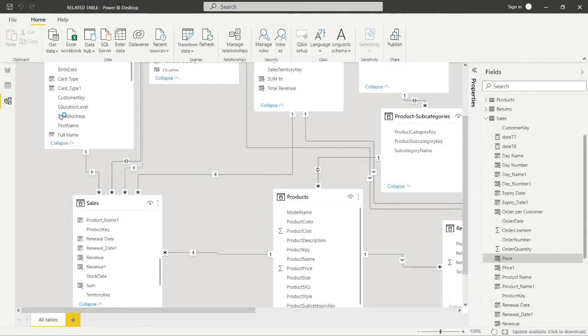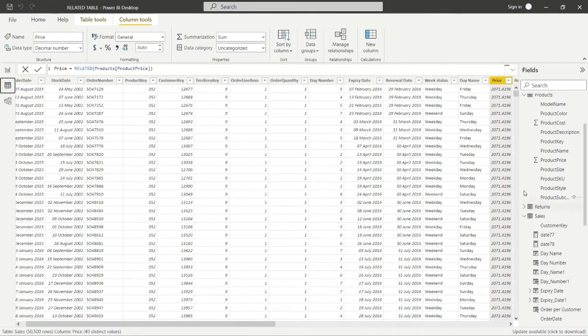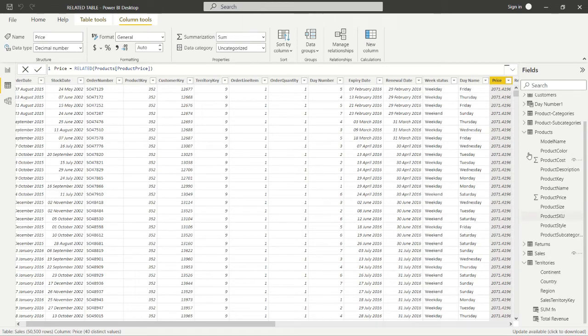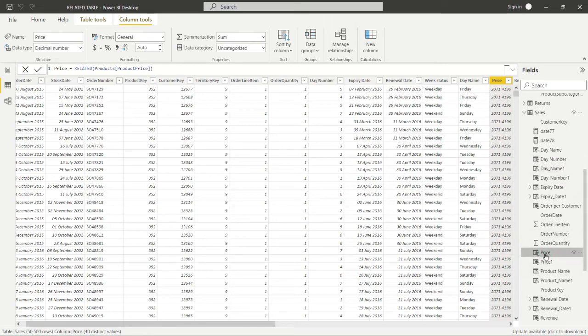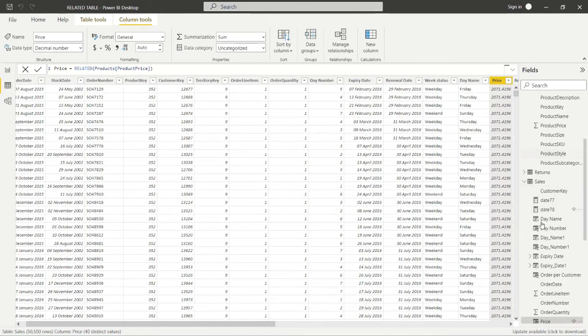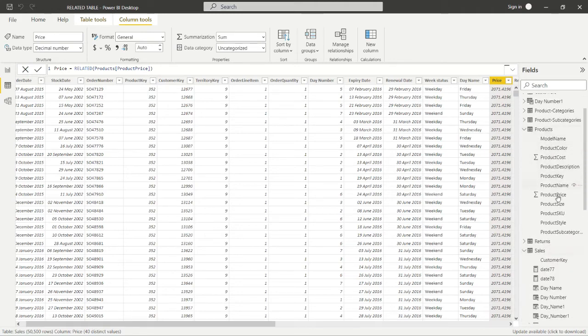Sales is one of the tables and products is the other table. So we are in the sales table. Now this is our DAX: Price = RELATED(Products[Price]). We are in the sales table and we are trying to get the product price from the products table, for which we don't have access, but by using the RELATED function we can get those details in the sales table here.